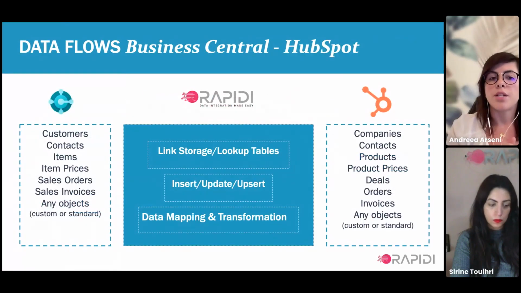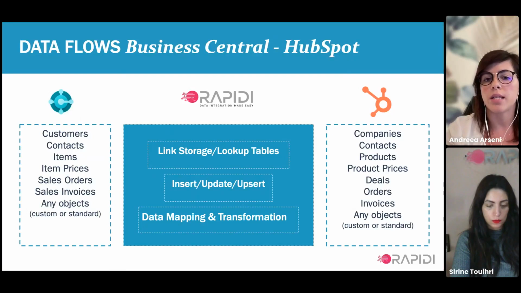Now, we'll go a bit into more detail with regards to the data flows. So I went through the most common scenarios that we have seen. And in Rapidi, what will happen is that you'll have data mapping and transformation. So this means that all the fields that you have in your ERP will be mapped to the corresponding HubSpot fields. And then once you have the data mapping completed, then you decide what you want to do. So you have insert, update, upsert. So this means creating a new customer, updating an existing customer, or doing both.